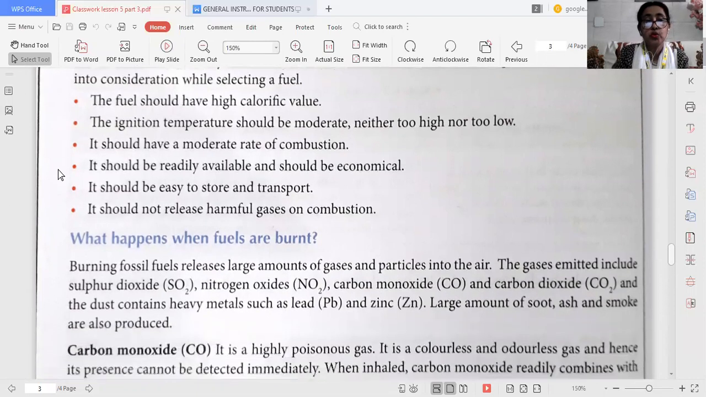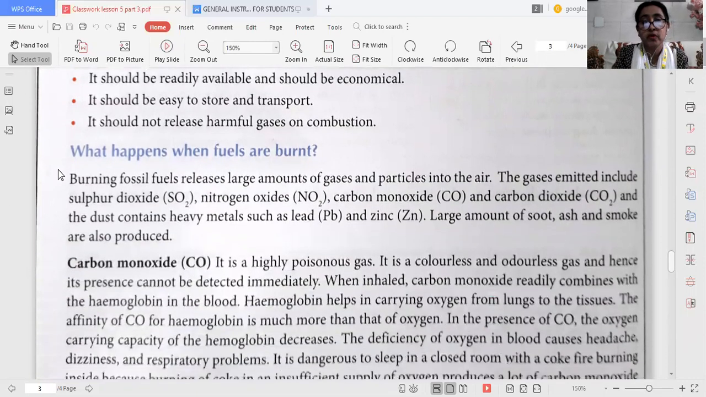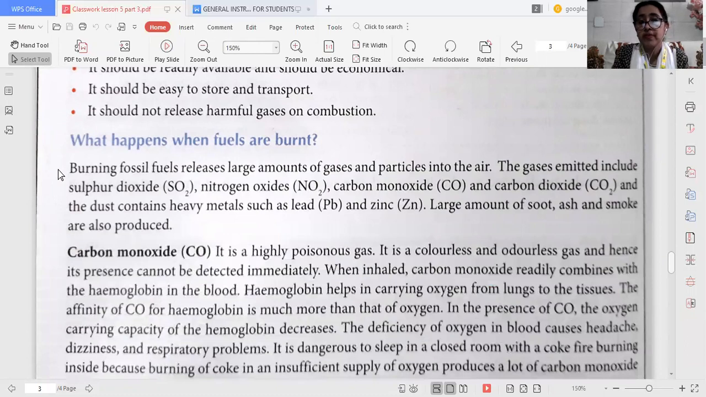Now we will go through what happens when fuels are burned. Because we are using fossil fuels, they release large amounts of gases and particles into the air. The gases emitted are sulfur dioxide, nitrogen dioxide, carbon dioxide and carbon monoxide, along with soot and ash particles, as well as smoke. Sometimes they also release heavy metals like lead and zinc.